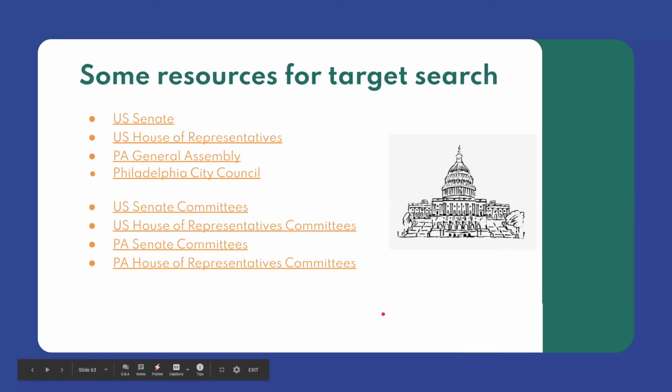When you look at this procedure, we'll have a resource document that is accessible to everyone when we go into the breakout rooms. For your target search, I have links to the U.S. Senate, the U.S. House of Representatives, the Pennsylvania General Assembly, which is the legislative body in the state of Pennsylvania, and also the City Council for Philadelphia. There are committees in all of these bodies, and you can look those up and see which members are part of which.